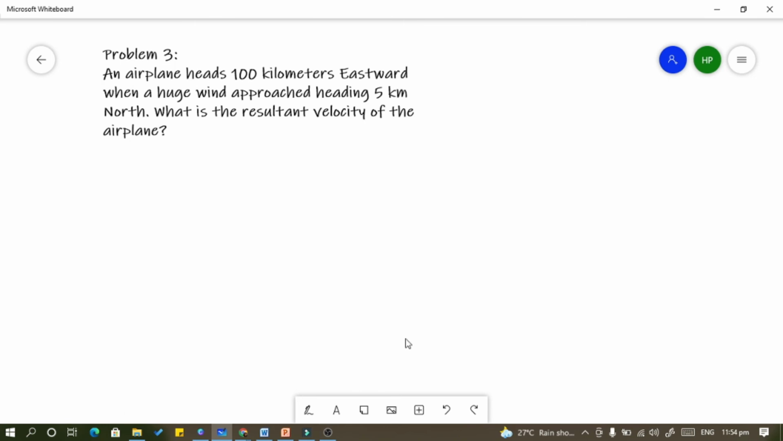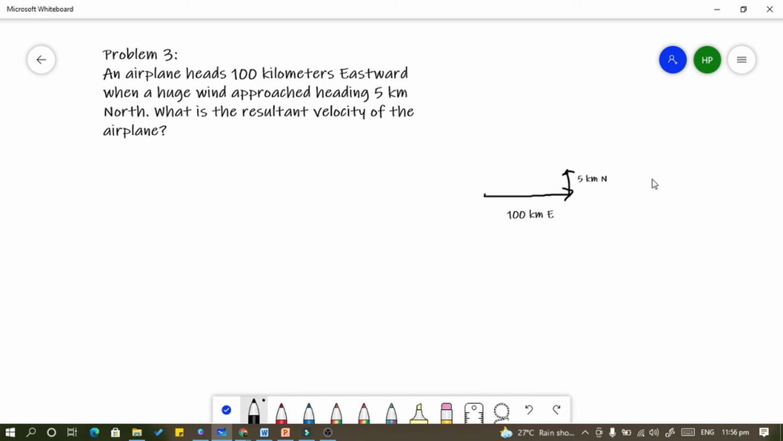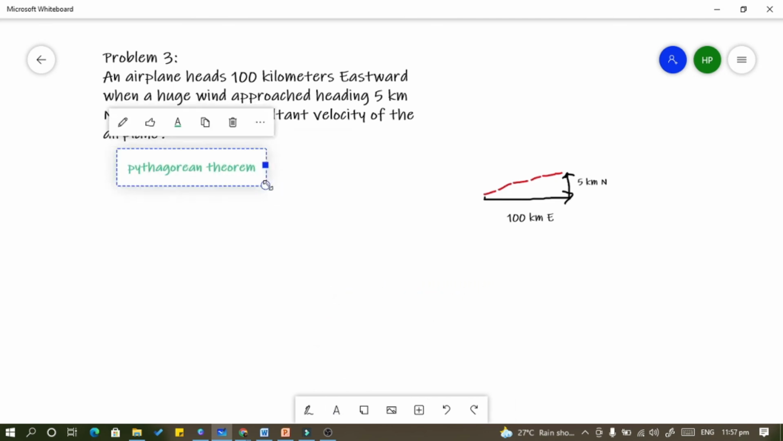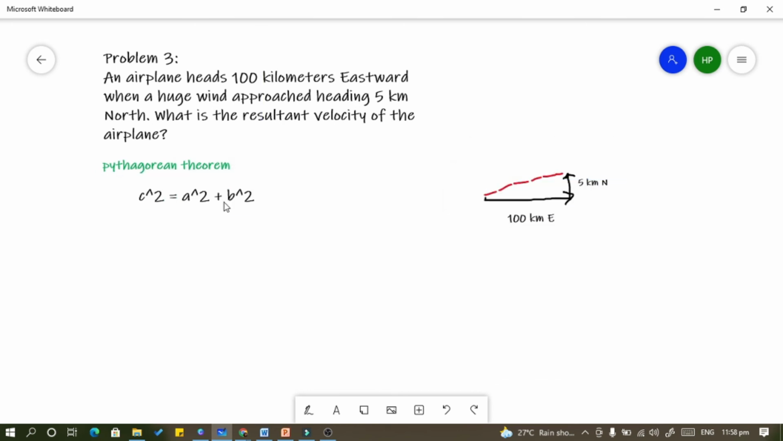Now let's have problem number 3. An airplane heads 100 kilometers eastward when a huge wind approached heading 5 kilometers north. What is the resultant velocity of the airplane? Let's draw a graph. There, 5 kilometers north. Okay, here. What we are going to find is here. Since the given can be formed in a diagonal shape, we can use the Pythagorean theorem. So again, this is the formula for the Pythagorean theorem.